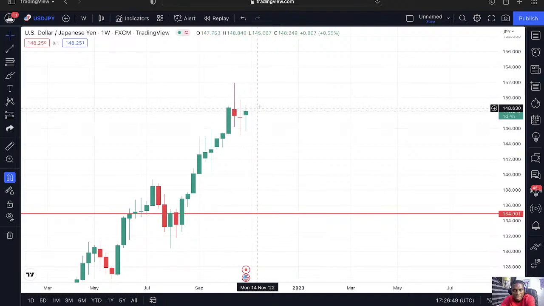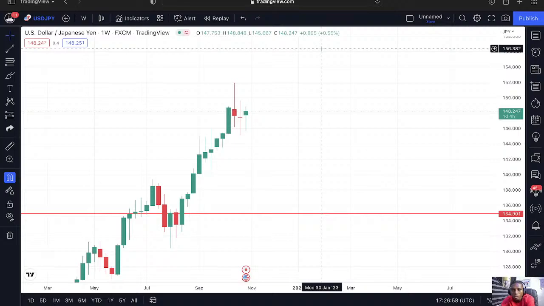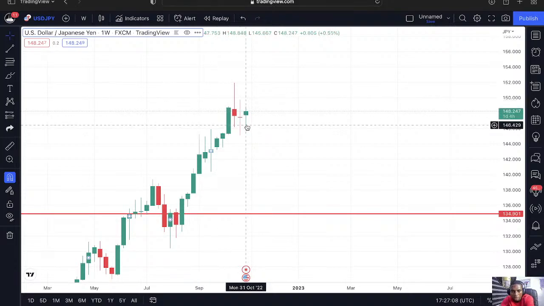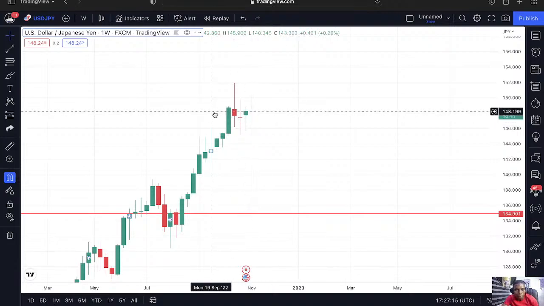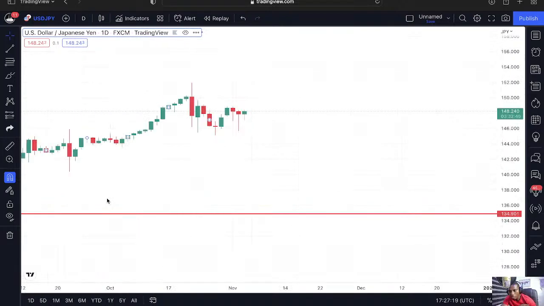Now, when you see this after a consistent uptrend, it indicates a reversal pattern. Yes, this candlestick indicates a reversal pattern, and we are looking at the possibility of this happening here over time. So let's go to the 1 hour time frame.